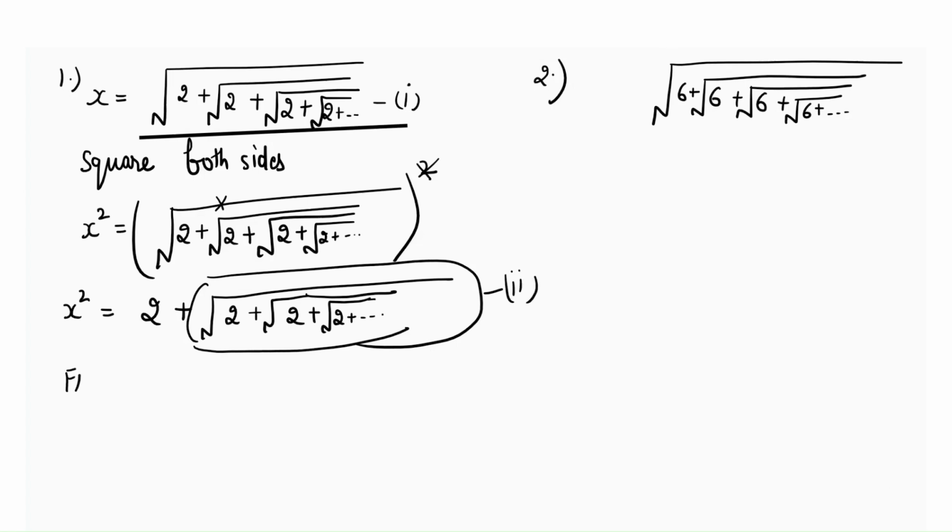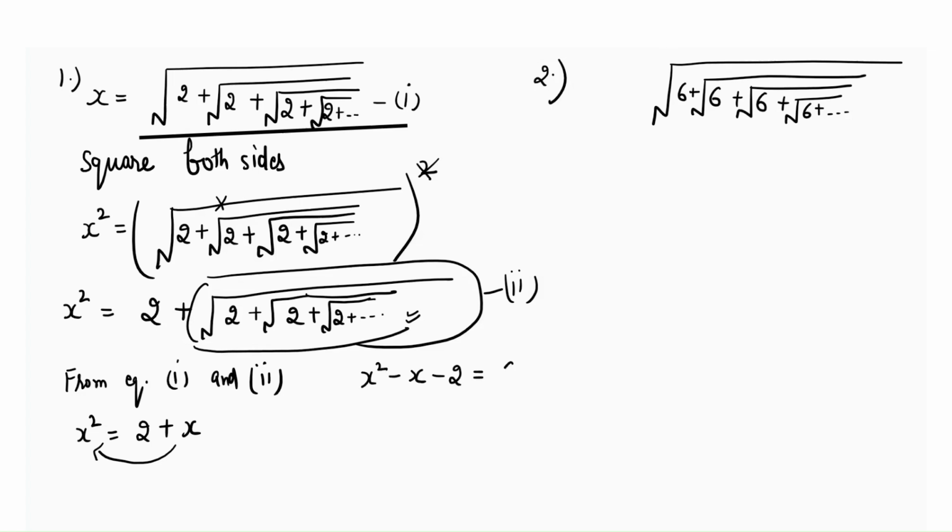So we'll write down here, from equations 1 and 2, x squared is equal to 2 plus x. So we can write in place of this whole term, equal to x. That's what I have done here. Now we will take all the terms to one side, and what we will get is x squared minus x minus 2 is equal to 0.